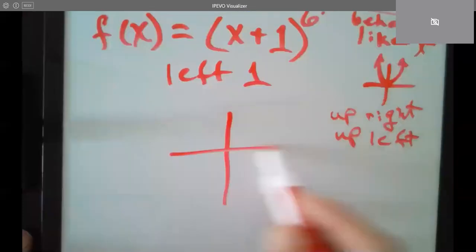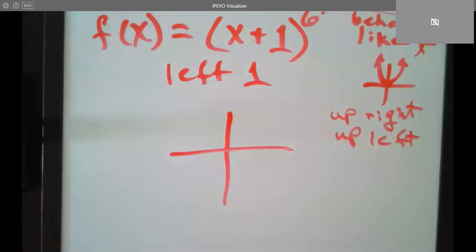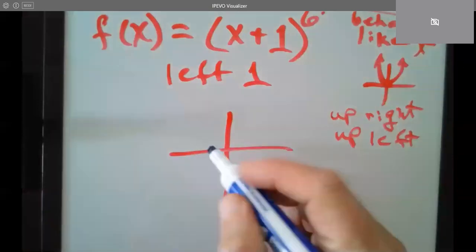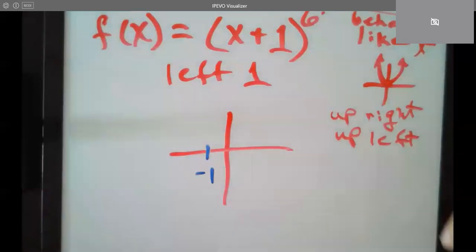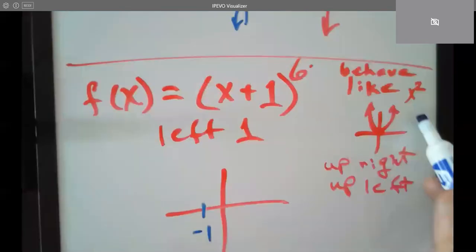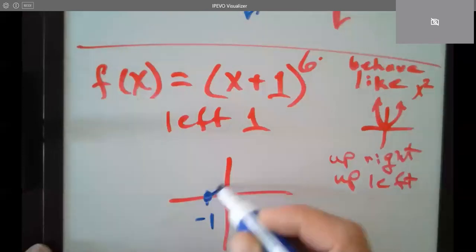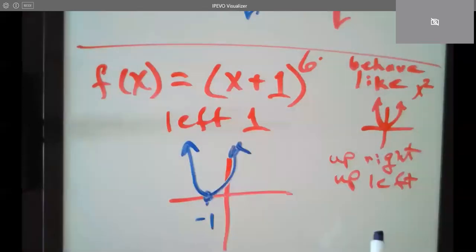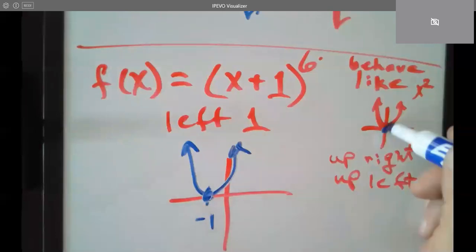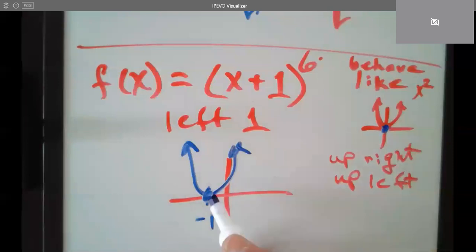So our graph is going to look like, here's -1, and we said it behaves like x squared. So it's going to come up like this, up to the right and up to the left. And that's all we got to do. Okay? Questions there? So the main focus is that point that starts off at the origin. Where did that end up? That is the most important point. Okay? Everything else follows that point.